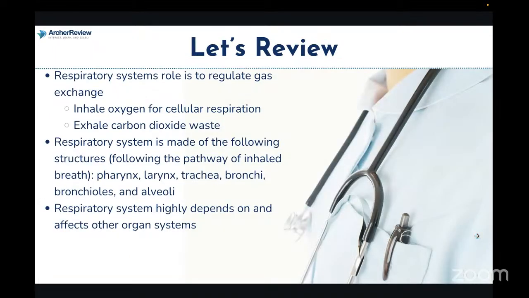So let's review the respiratory system. Respiratory system's role is to regulate gas exchange. We inhale oxygen for cellular respiration, and then we exhale carbon dioxide waste. The respiratory system is made of the following structures, following the pathway of inhaling. That freshly breathed in air is going to hit the pharynx, then move into the larynx, down the windpipe, which is your trachea, into those two branching structures called bronchi, into the bronchioles until it reaches those little clusters called alveoli, which maximize surface area to make the most of gas exchange.